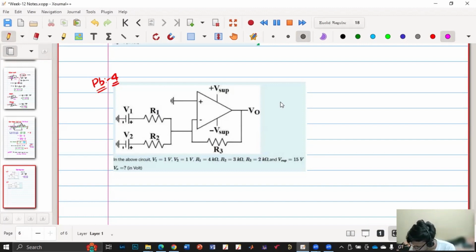So first of all, this is ground, so this is also ground. And this is ideal, so the current is 0. Now they're asking what is V naught. How will I solve? First, I'll consider the current direction. Say the current direction is like this, then that current will enter over here, and then that current will go over here, right?